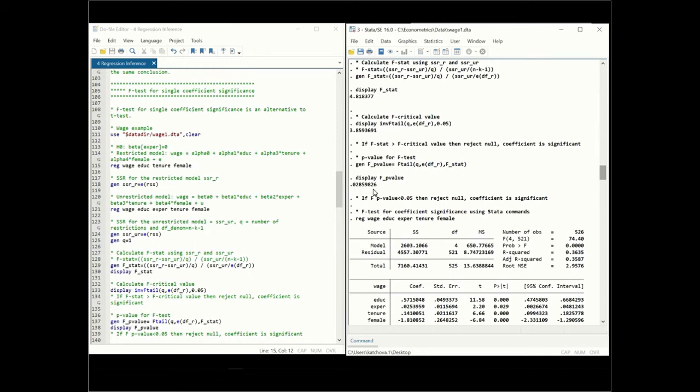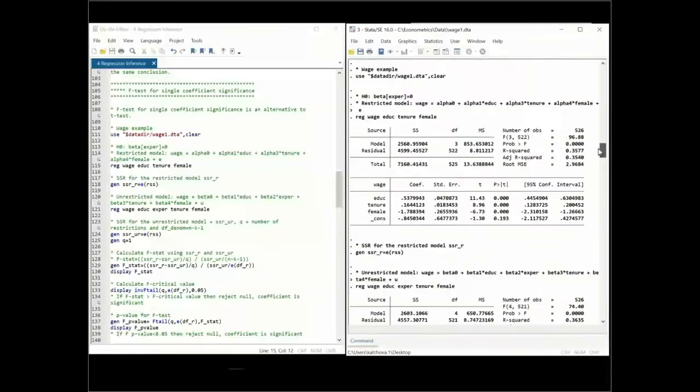So if this p-value is less than 0.05, we would reject the null and the coefficient would be significant. Notice one thing: although this F statistic of 4.81 is very different from the t statistic we had above, the p-value is actually identical. It is the same as we have above on the t-test.